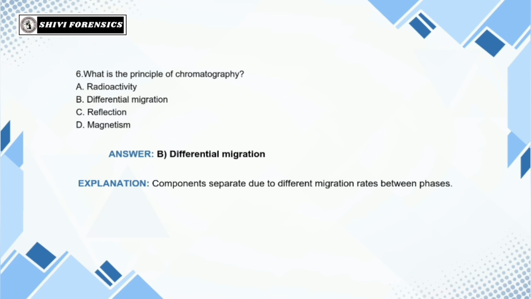Moving to the sixth question. What is the principle of chromatography? And the answer is differential migration. The components separate due to different migration rates between the mobile phase and the stationary phase.